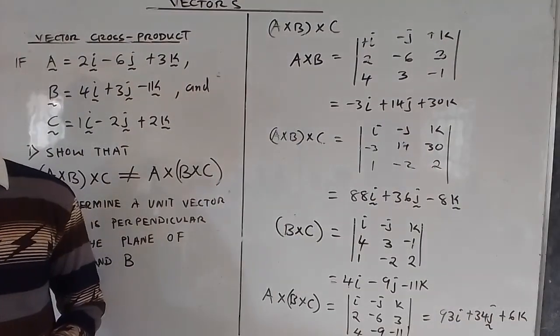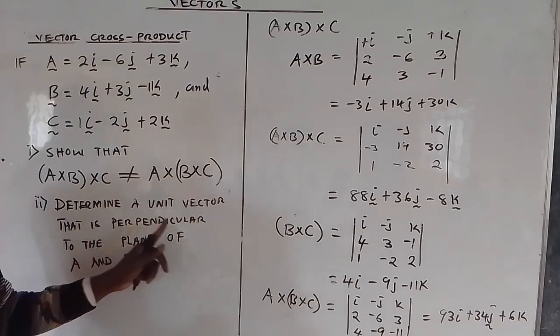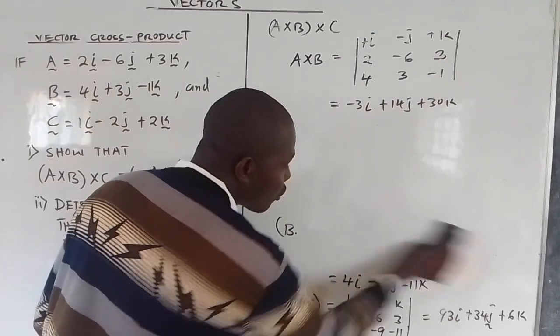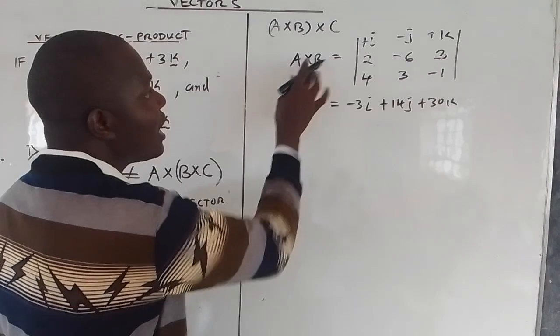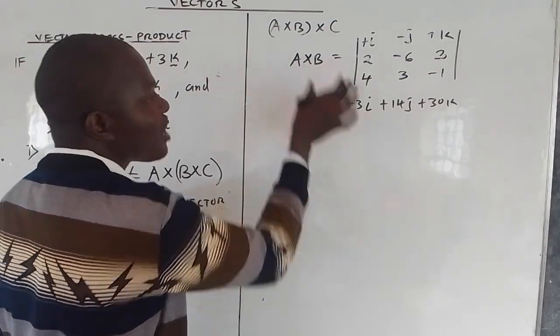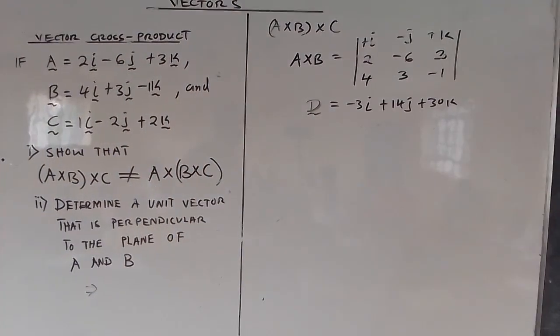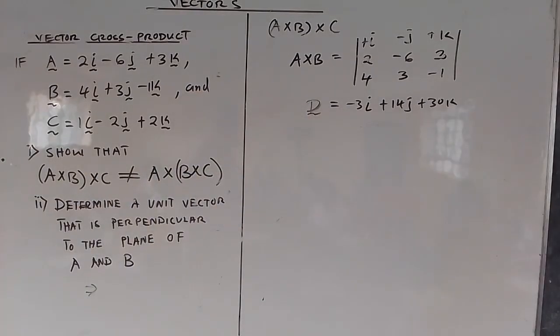So when you are answering this second part, where you are determining a unit vector that is perpendicular to the plane of A and B, all we need is A cross B. After getting A cross B, if you let it be another vector D, then a unit vector which is perpendicular is D divided by its magnitude, isn't it? Are we together?